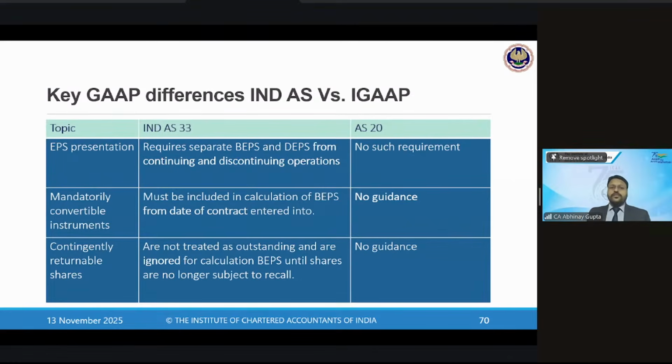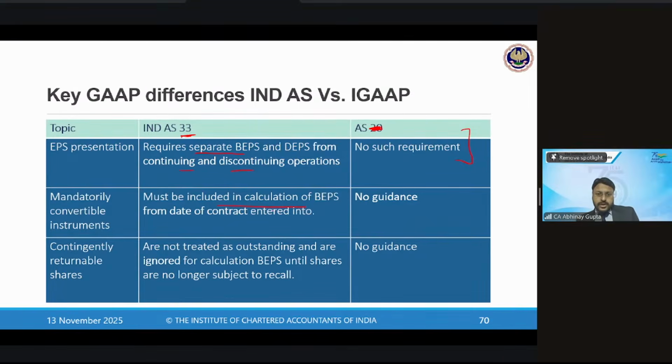Now, what are the differences between Ind AS and IGAAP? EPS presentation. Ind AS 33 requires separate basic and diluted earning per share presentation from continuing and discontinued operations. AS 20 is silent. Sorry, this is not AS 20, right? This is an error. So AS is silent. No such requirement to present from continuing and discontinued operations.